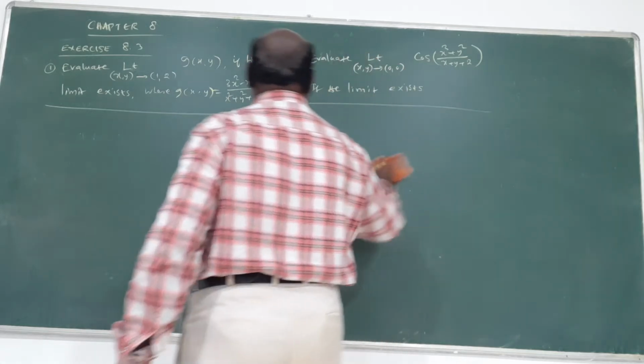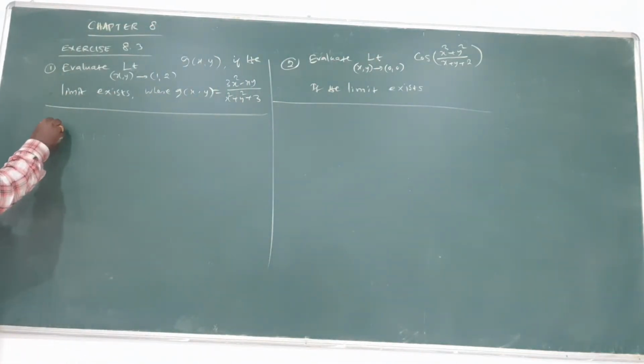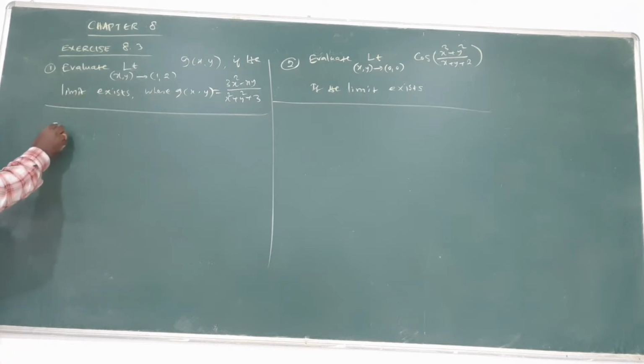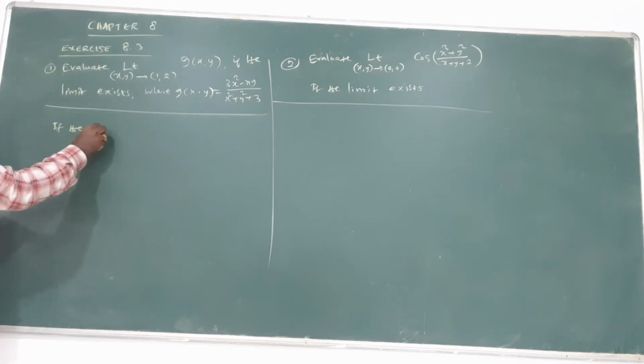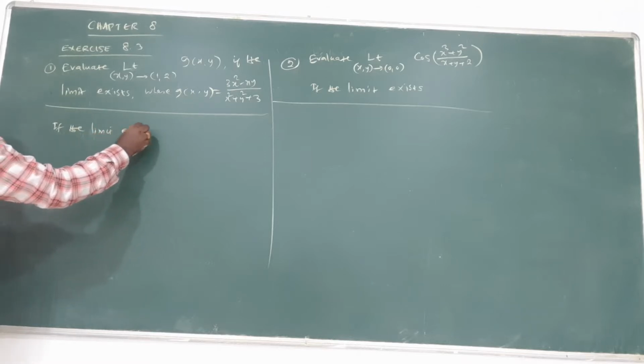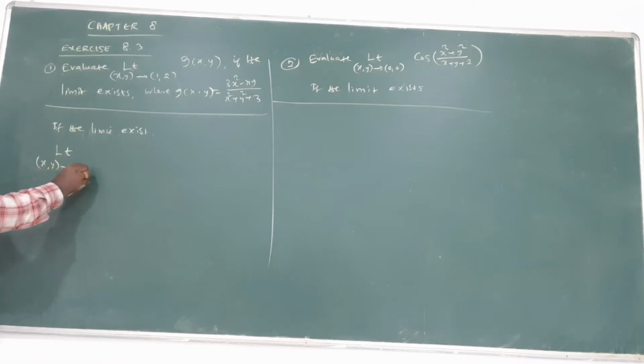That's why the first 3 or 4 problems are very simple concept, 2 marks each. Now write the question. Here, what are you asked? If the limits exist. Now write the question. What is the question? The limit of x comma y tends to 1 comma 2.